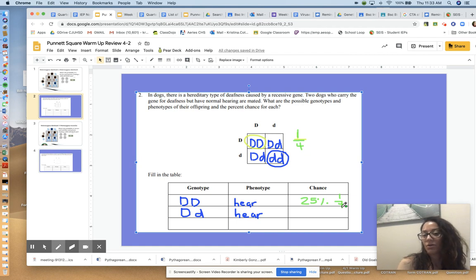How many of the children could be heterozygous? Capital D, lowercase d. How many do you see? I see 2 out of 4.